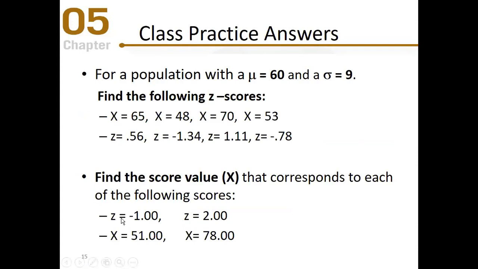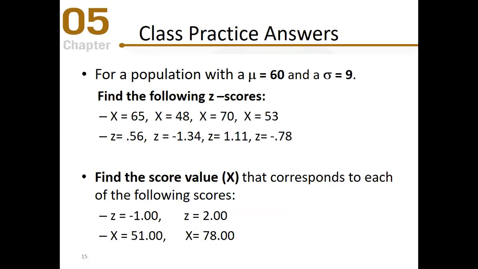Okay, and here are our results. If we find the original score that equates to a z-score of negative 1.0, that means that it's 1 standard deviation below the mean. If we know the standard deviation is 9, we can just say it must be 60 minus 9, that's 51. Same thing over here. A z-score of 2.0 means that value is 2 standard deviations above the mean. Well, the mean is 60. 2 standard deviations is 9 plus 9, 18. 60 plus 18 is 78.